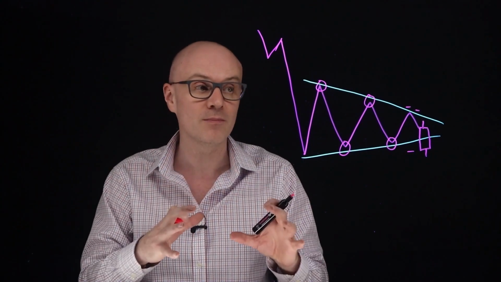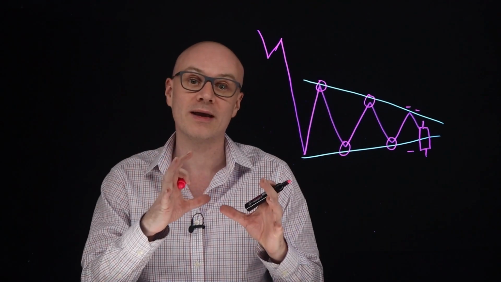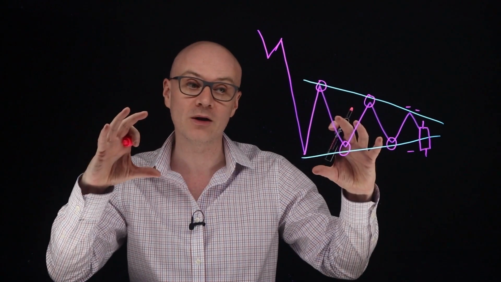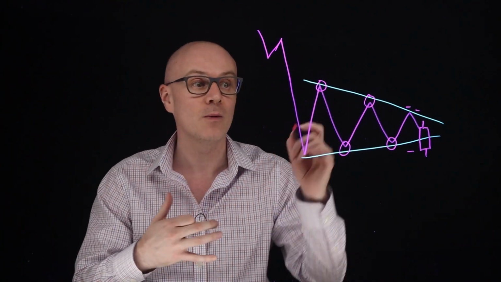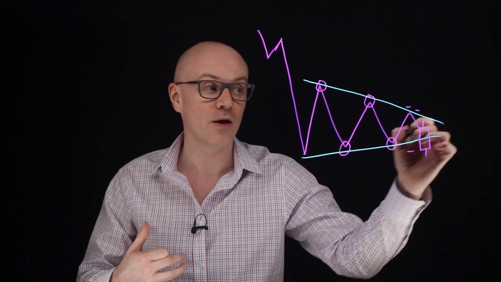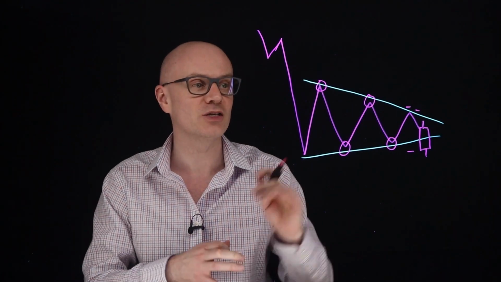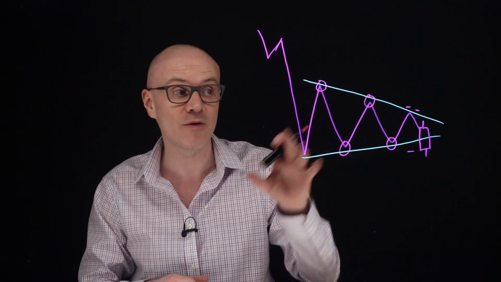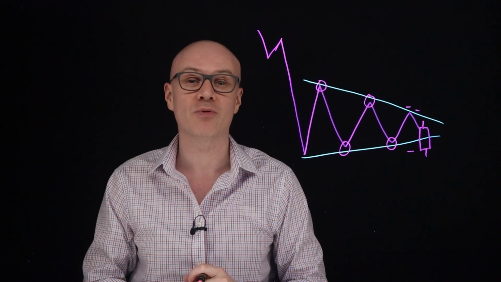Now, it's important to remember these are not symmetrical triangles. Pennants are far more elongated. They're going to take a little bit longer to play out, and we're potentially going to get a higher number of swings within the structure itself. But that is the correct way to identify it on a price chart.